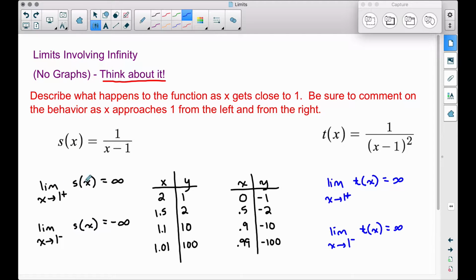We talked about, as we approach 1 from the right and 1 from the left, we actually worked out some of these values, and we noticed the right-handed limit as we approach 1 from the right of s of x, we shoot off to positive infinity, and as we approach 1 from the left of s of x, we shoot off to negative infinity.